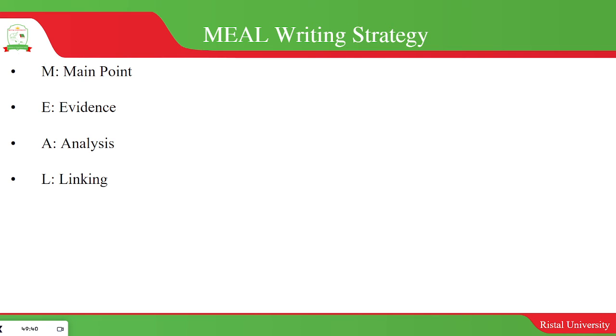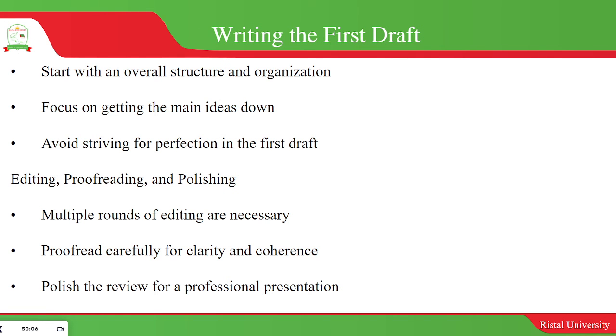Okay, what's the main point? What's the evidence for it? And then the analysis, who does it affect? How does it affect? How is it connected? And then the linking. That's an approach that you can really use in writing each of your paragraphs in the literature review. What's the main point that you're communicating? This can basically be what you call the topic sentence that you studied in your first year of orientation.